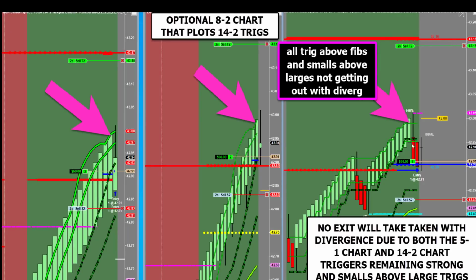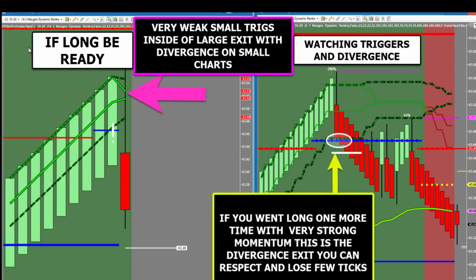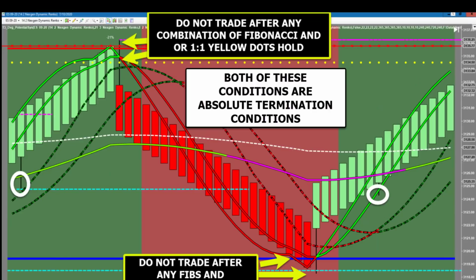You can take my word for it, or you can go back to that day and look at it. But with strong triggers and fibs, it made it to the next resistance, and it was worth a lot of money. With weak triggers and divergence, yes, they do reverse. That's it. That's all you need to know for management. Really simple.